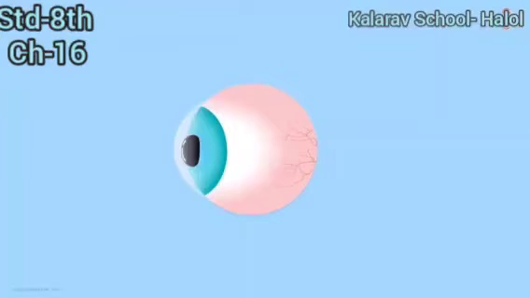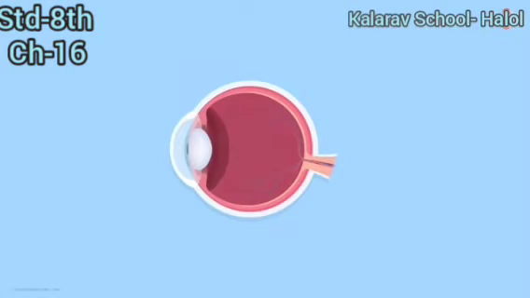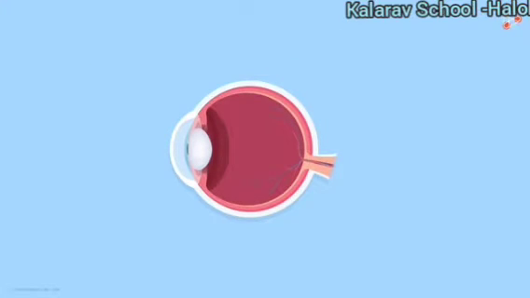What we're going to do in this video is understand the different parts of the eye in short, not in extreme detail. Let's begin. The outer layer of the eye is called the cornea. It's white in color and transparent. Transparent? Yes, it means that it allows light to pass through it.